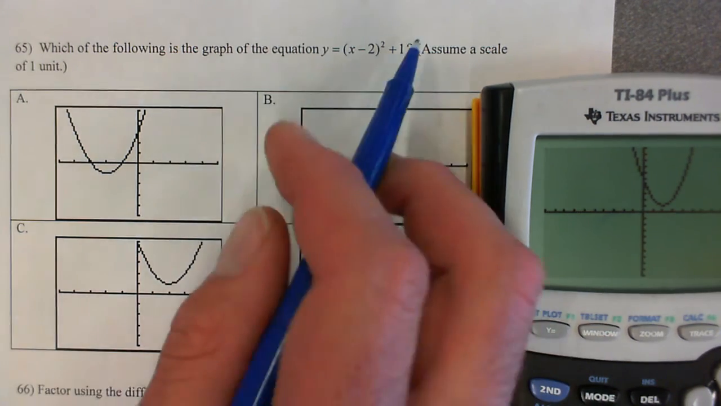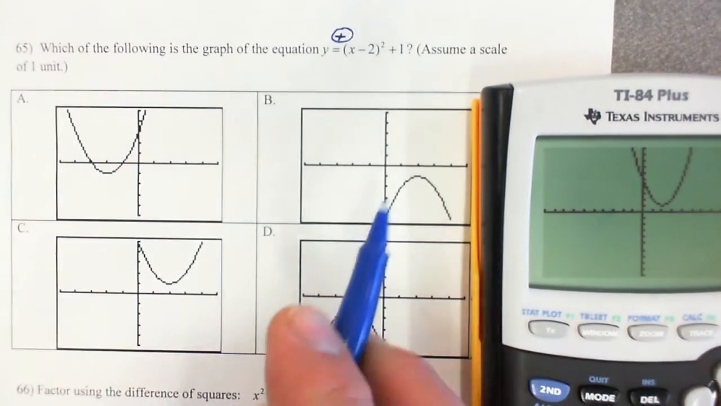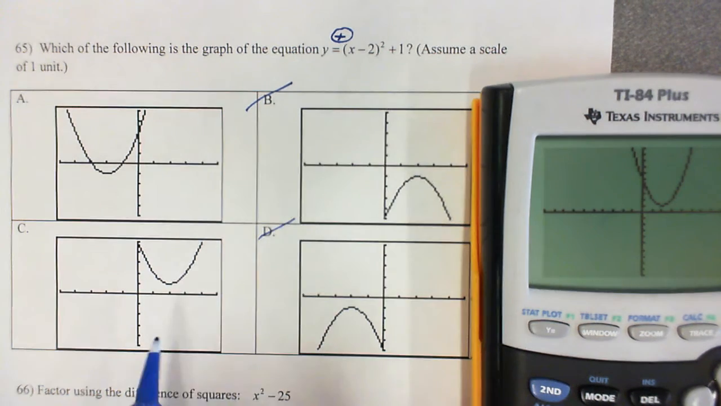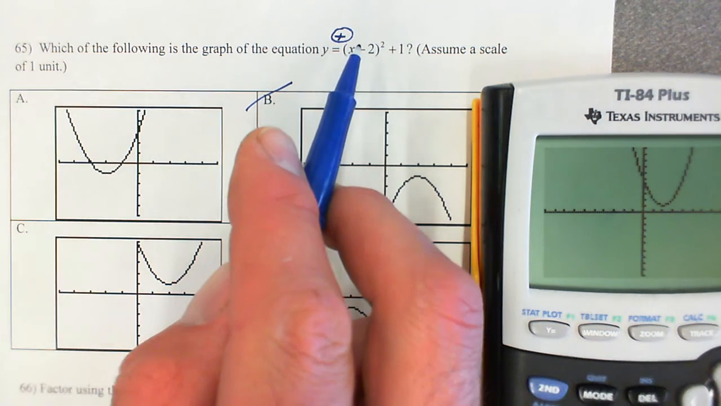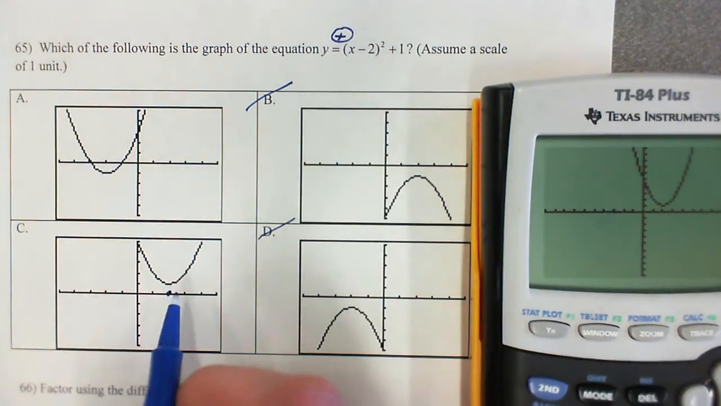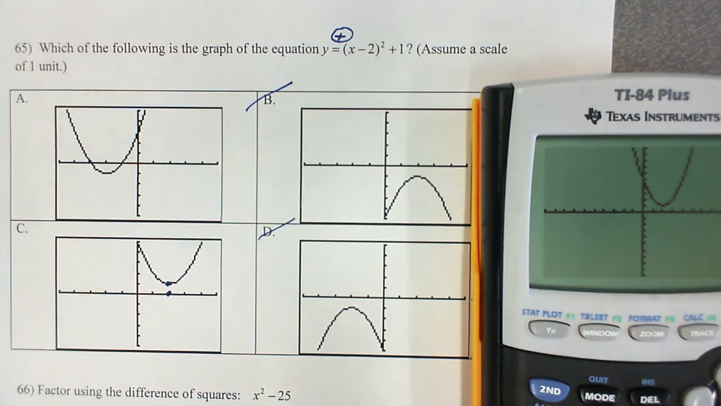Now, just looking at the equation, we got a positive out in front, which means it couldn't open down, so B and D have to be wrong. So then, if you look, remember the x has to be the opposite, so we should be at +2 on the x, and then +1 on the y, because the y value is the exact value. So here, we're answer C.